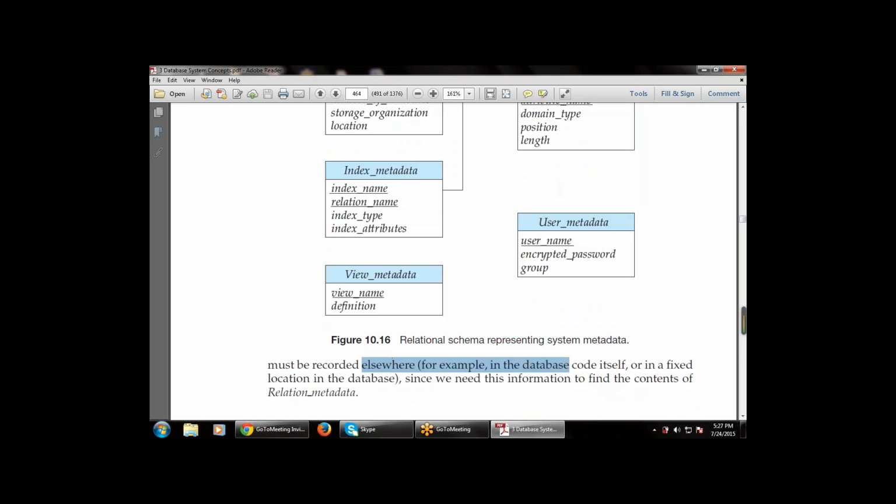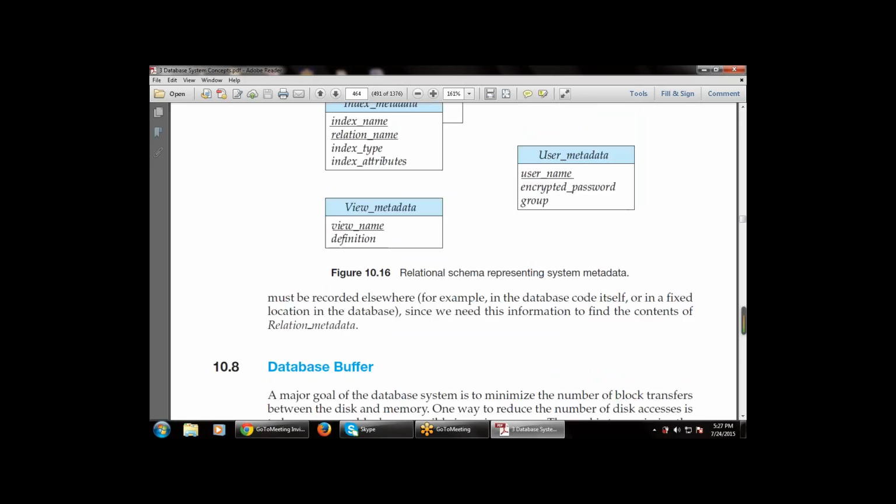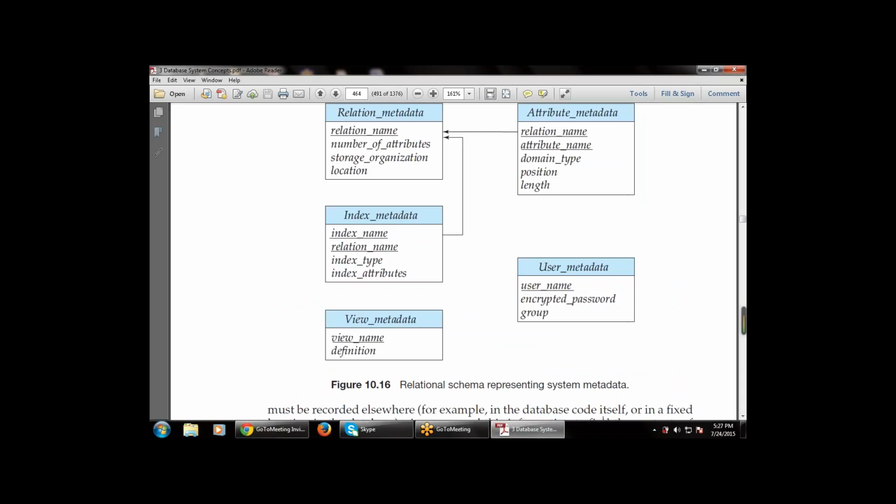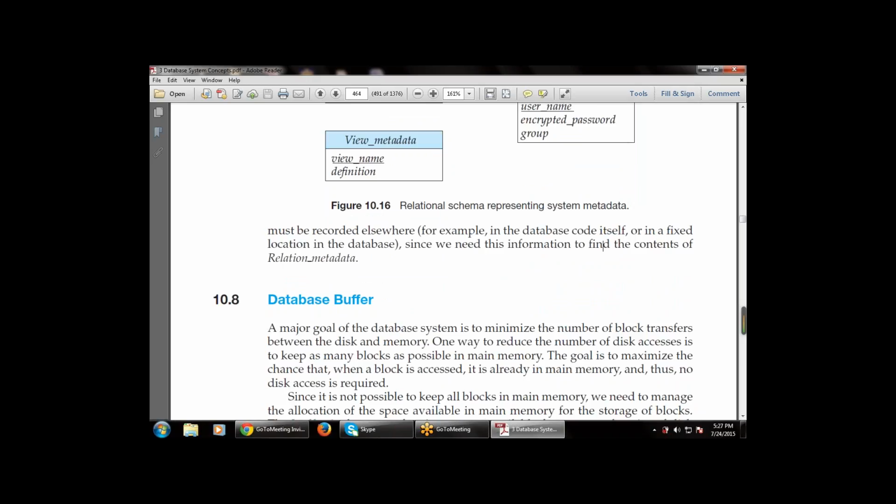That must be recorded elsewhere, where we store the information to find the content of the relation metadata. So these are the five relation metadata that are available: one is the relation metadata, then attribute metadata, user metadata, and the index metadata. And there is also a view metadata. Then the next topic is the database buffer.